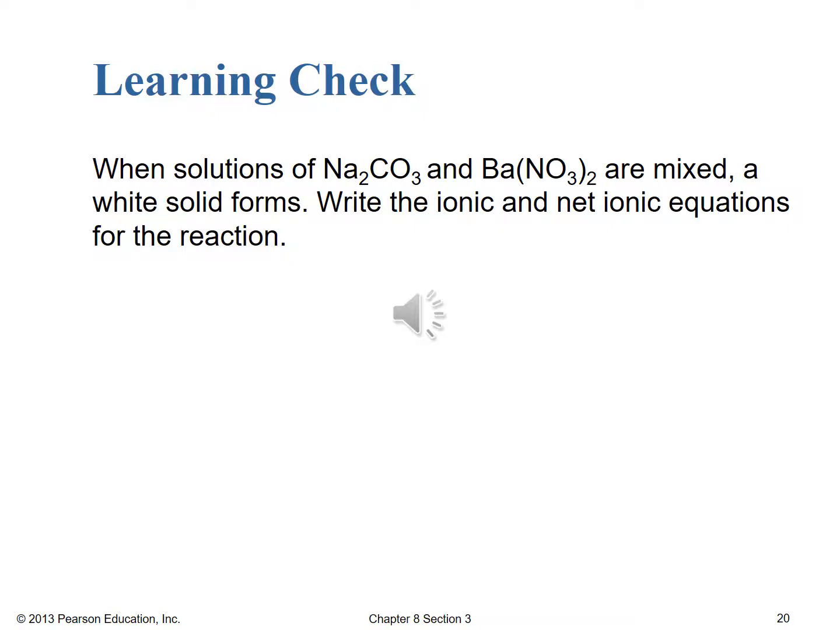So let's see how well you can apply those steps in this learning check. When solutions of sodium carbonate and barium nitrate are mixed, a white solid forms. Write the ionic and net ionic equations for this reaction. So go ahead and stop the video here. Take your time. You could even start at the molecular or the full equation and then work to the complete ionic and then net ionic equations if you choose. But again, at least the ionic and net ionic equations, and then start back up and see how you did there. Okay, good luck.